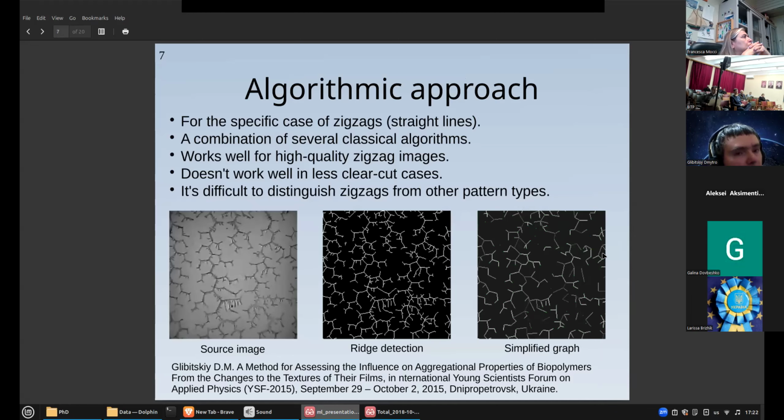Our previous attempt to automate this process was using an algorithmic approach that relied on zigzags' geometric structures. It worked well when the images contained clear zigzags which dominated the image, but in cases when the photographs were noisy, blurry, or contained other types of textures, this approach performed poorly. So we were looking for alternative and more flexible solutions.